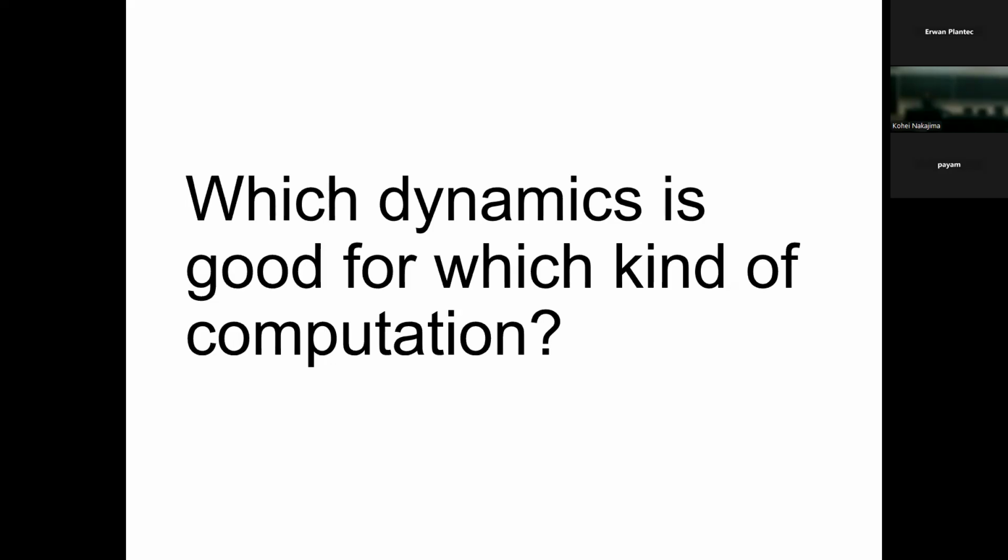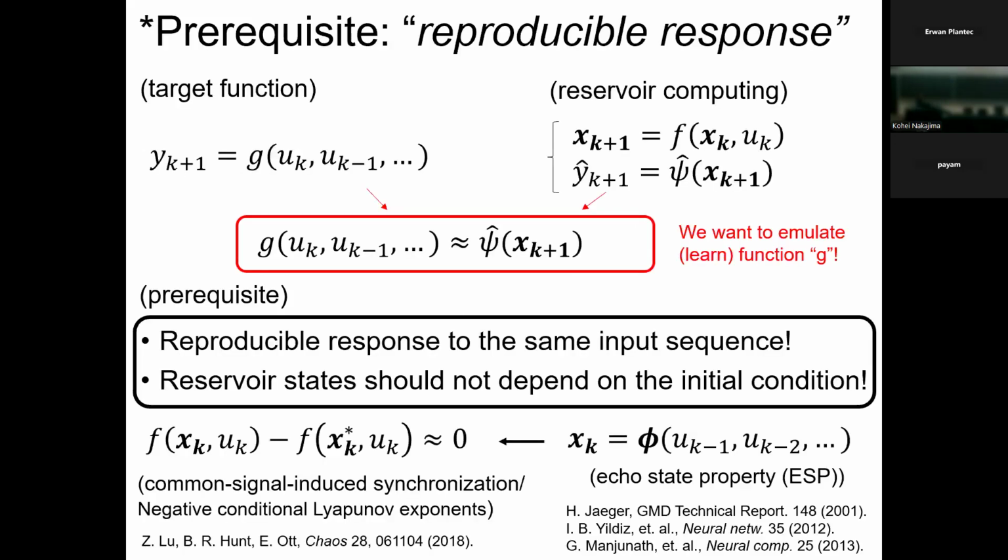Okay, so to understand our recent approach, I would like to dig deeply into this question: which dynamics is good for which kind of computation? As you already know, there is an important property called the echo state property, which was proposed by Herbert Jaeger, and this is very important.